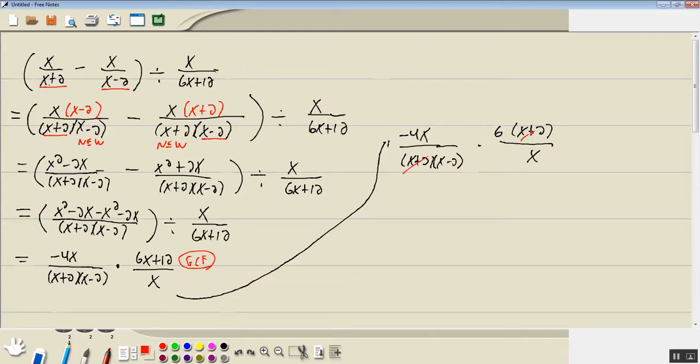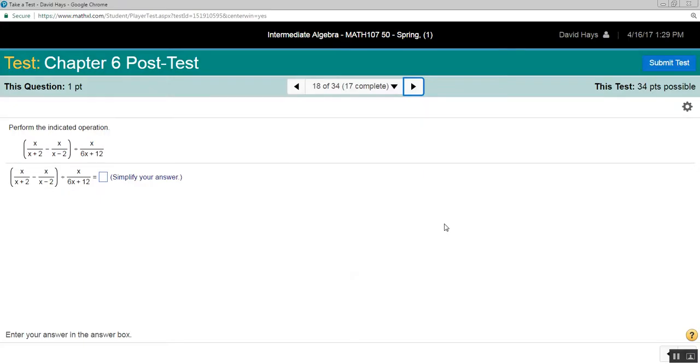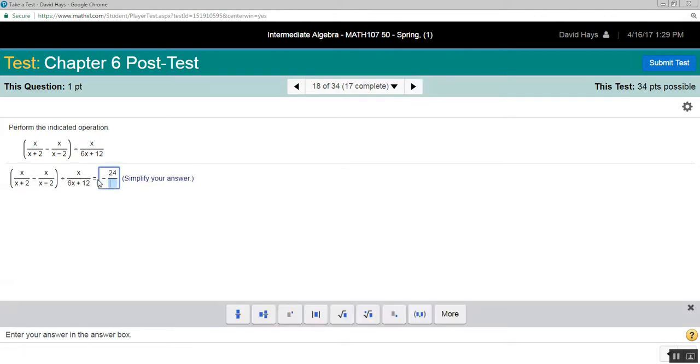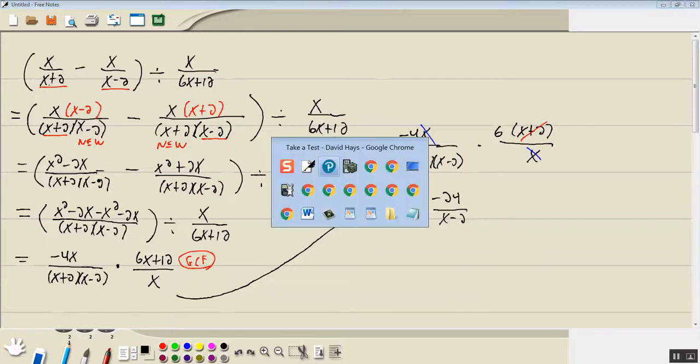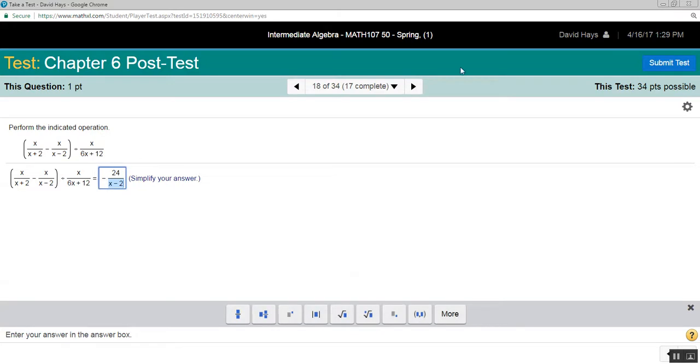Now this x plus 2 cancels this x plus 2. This x cancels this x. What do I have left? Negative 4 times 6 is negative 24, and on the bottom I have an x minus 2. So that looks like that'd be our answer. So negative 24 over x minus 2.